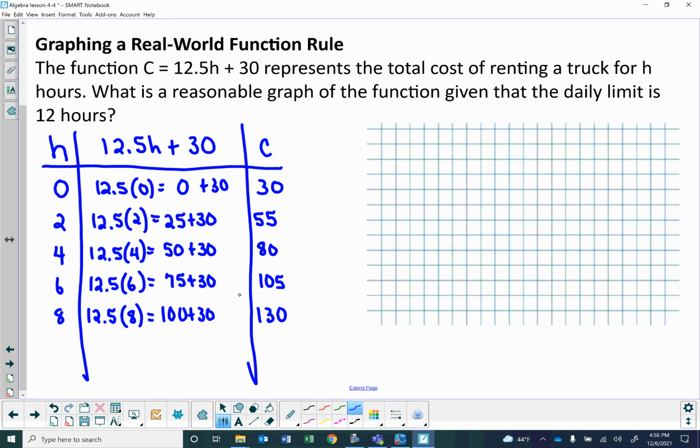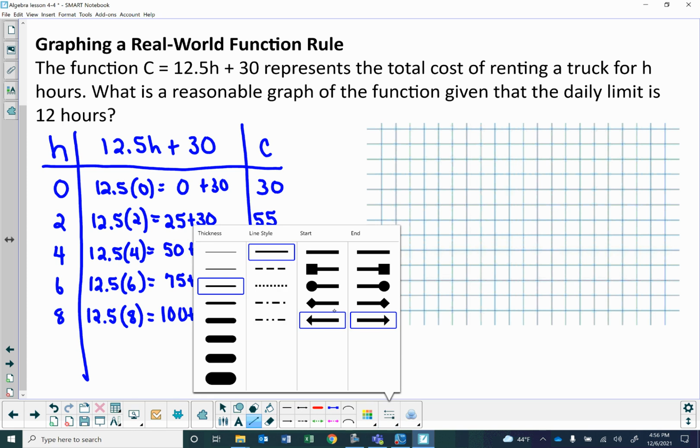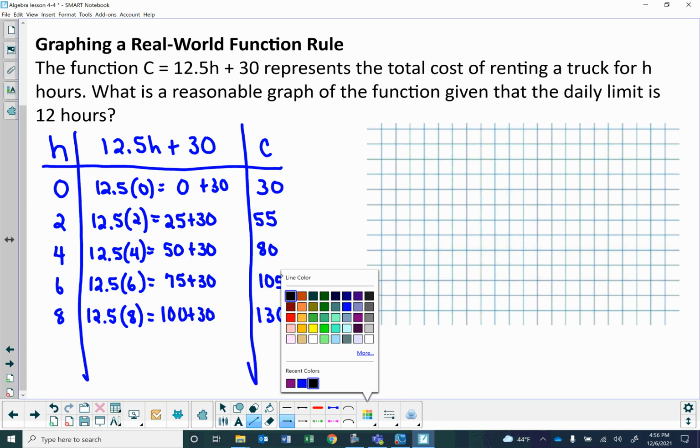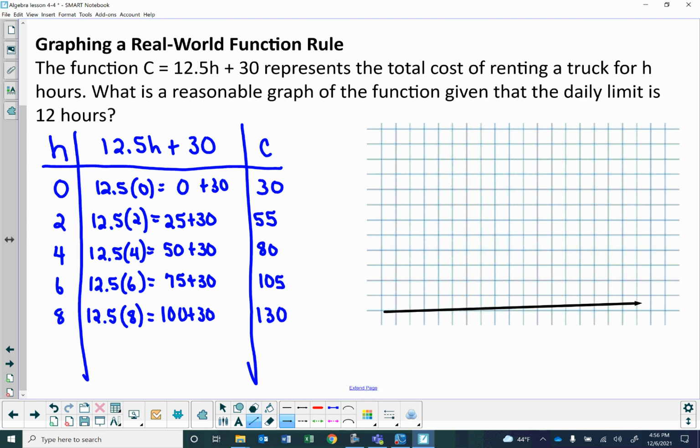Now, I don't have to go forever. I don't have to go all the way up to the 12 hours that you can rent it for the day. I just need to get an idea so that I can start graphing. Because I know I cannot rent a truck for a negative number of hours, and I cannot give them a negative amount of money, I only need quadrant 1. So there's my x-axis and my y-axis on quadrant 1.